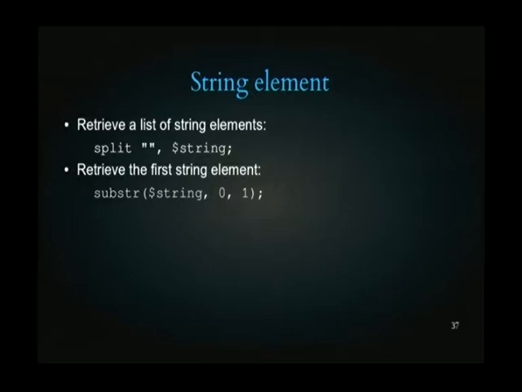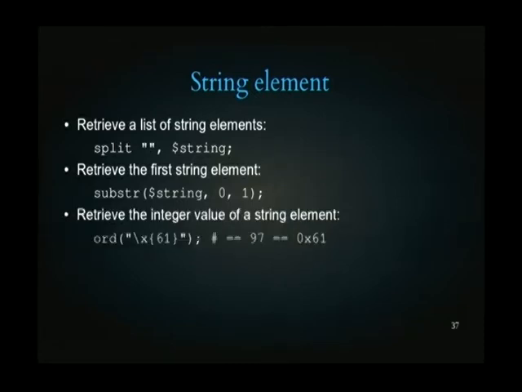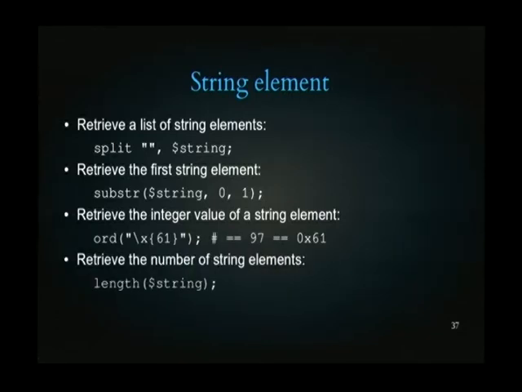To get the first string element, you can use a built-in function. If you want to get the integer value of the string element, use the ord built-in function. So 61 hex is 97. And length returns the number of string elements.